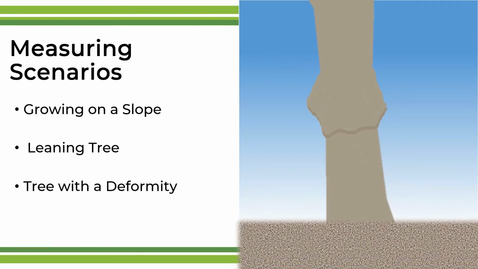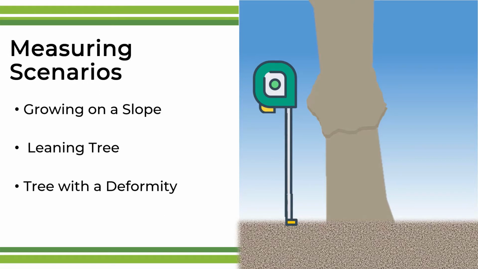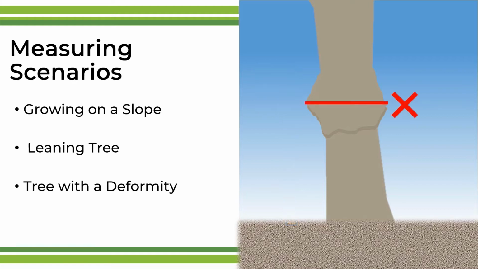Some trees may have a deformity that is at 54 inches. Deformities can be round, outward growths called burls, or a place where a tree has healed over where a branch was cut off. If the tree you are inventorying has a deformity, measure the circumference above the deformity where the tree has its normal column shape.